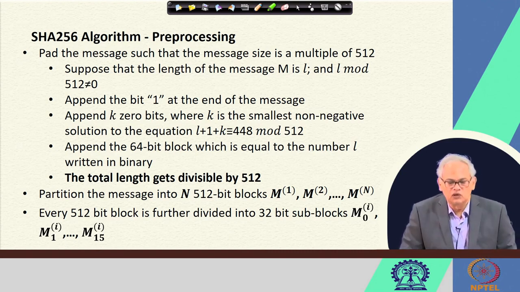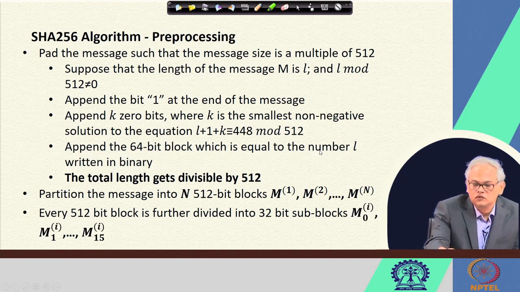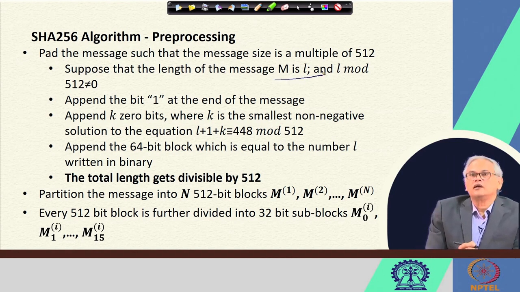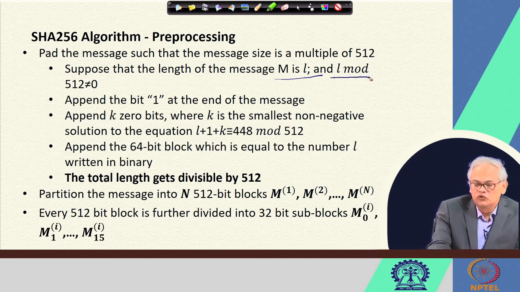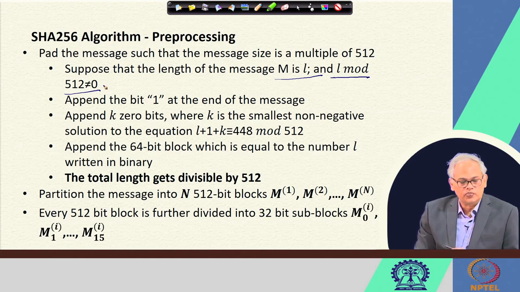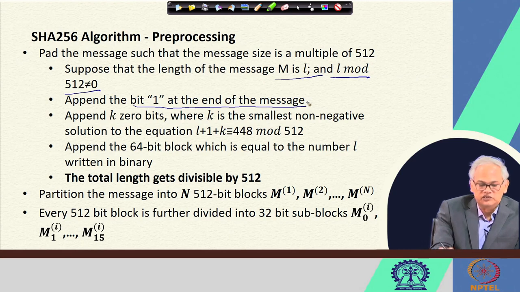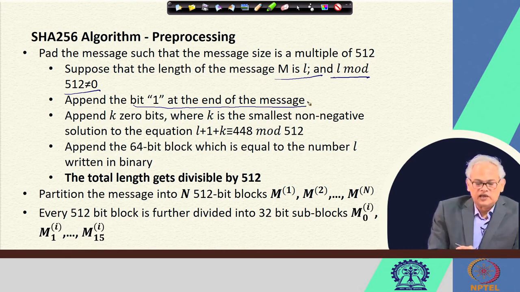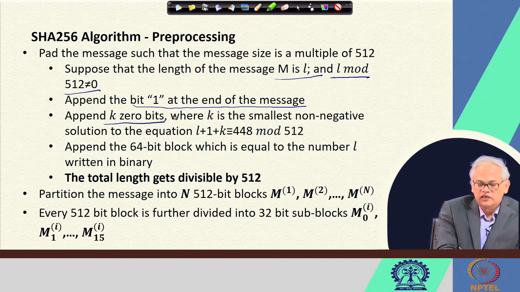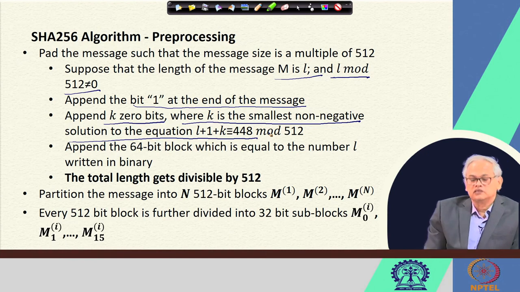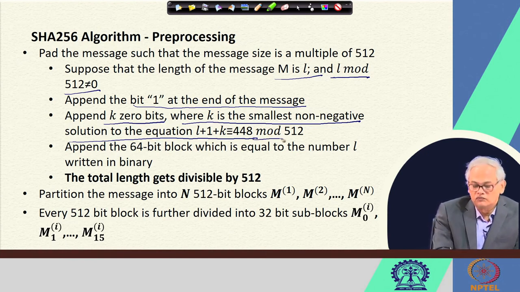So, if the length of the message m is L, and L is of course not a multiple of 512, meaning L mod 512 is not 0, then we append the bit 1 at the end of the message, and then append k number of 0 bits, where k is the smallest non-negative solution to the equation L plus 1 plus k is equal to 448 mod 512.